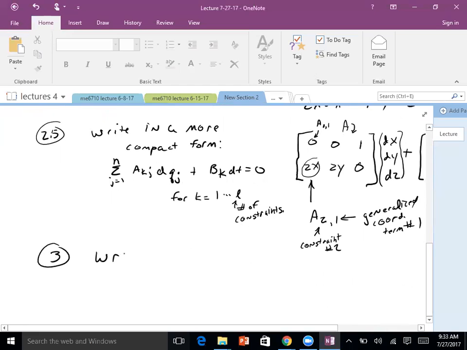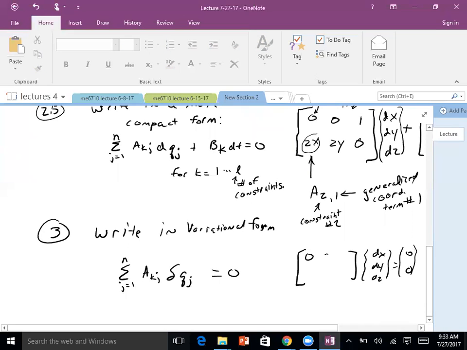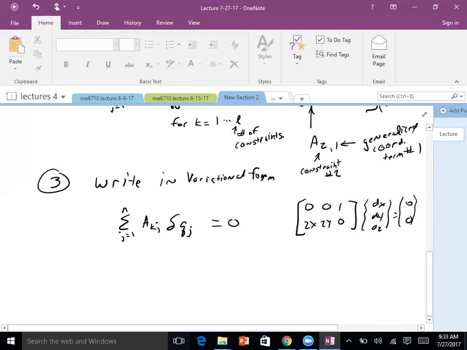So that was differential form. Now we write it in variational form. The idea of a variational form is that everything happens contemporaneously. All the motion somehow occurs at the same time, which means time doesn't change, which means you simply drop the b. The b goes away. So you get the sum for j equal 1 to n, A_kj, not dq_j but virtual q_j, equals 0. Lagrange's is a virtual method. So over here, we just get that A from before times dx, dy, dz equals 0. Okay, so you write it in variational form.